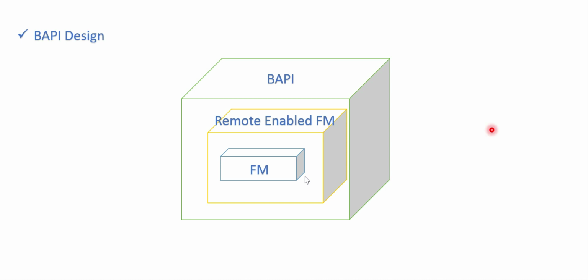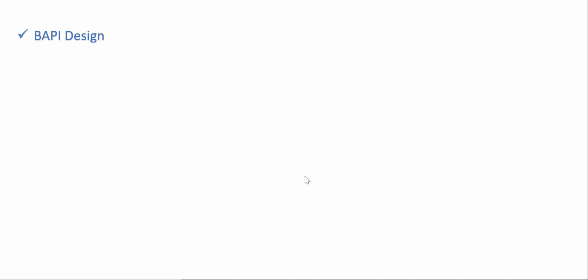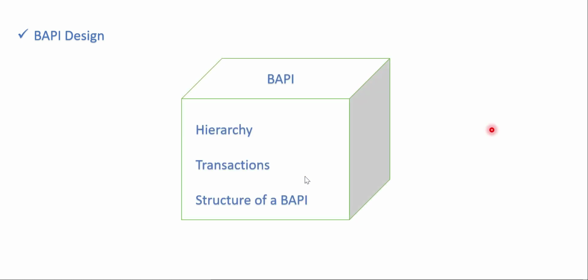Now we are going to understand how that design came about. Then it's very easy to understand the BAPI. BAPI is always in the last layer. Now you need to understand the BAPI hierarchy, what transactions we use, and the structure of the BAPI. Everything we are going to see in this particular video.